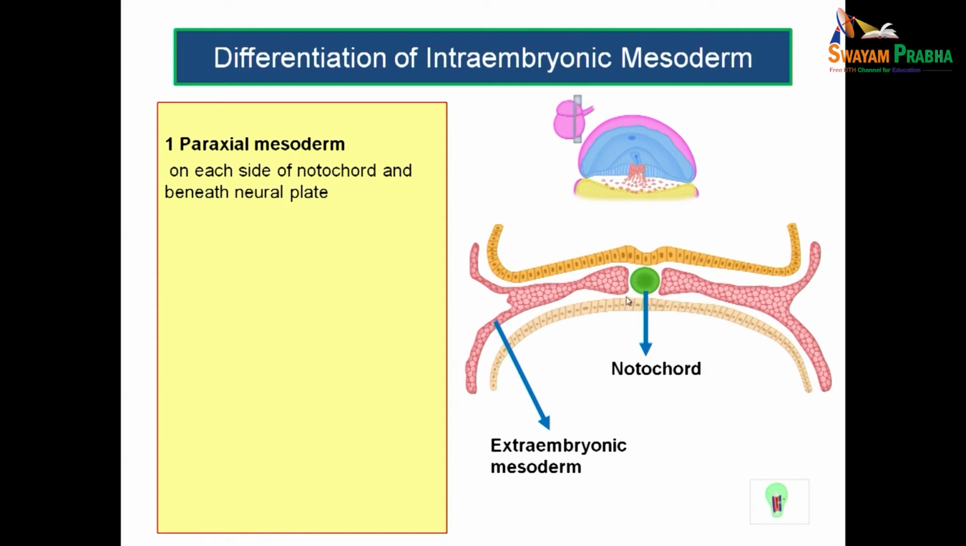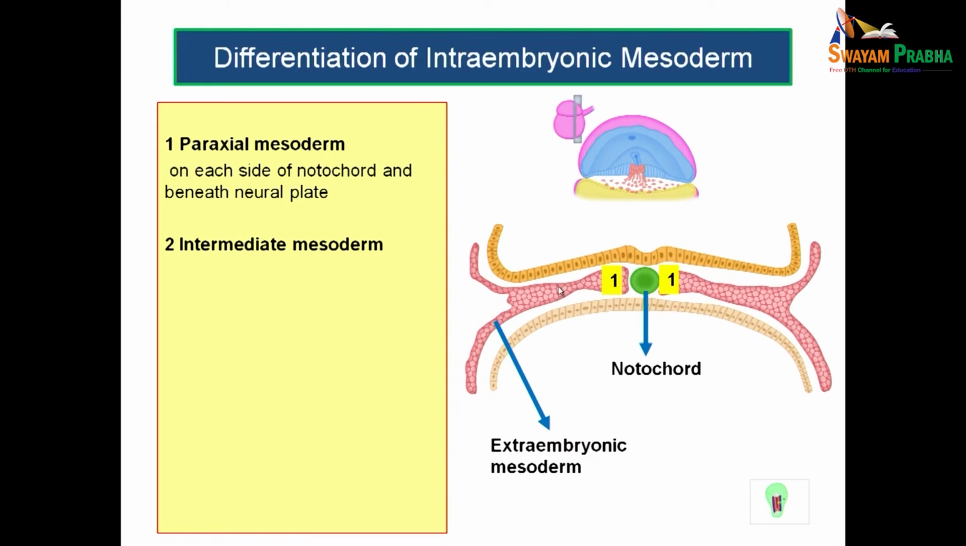And you can see the formation of notochord in the middle. The mesoderm lying just next to the notochord, that is what is meant by paraxial. Since the notochord is forming the axis of the embryo, the mesoderm lying on each side of the notochord, you call it as paraxial mesoderm. And this is actually the neural plate over the notochord. So, this paraxial mesoderm will be lying under the neural plate as well.